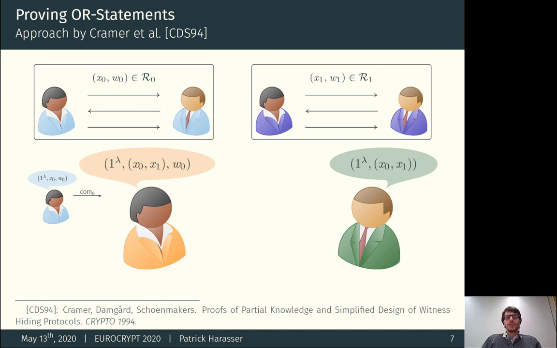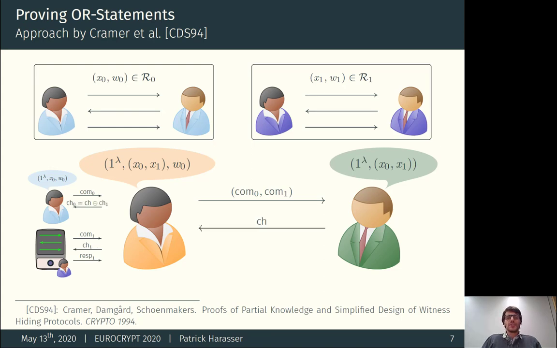The OR prover first computes a commitment for the statement that it does know the witness of, here X0, and then simulates a transcript with a random challenge for the other instance. And he then sends the two commitments over to the verifier. And upon receiving the verifier challenge, he computes the challenge for the real subproof by XORing the one he just got with the one he sampled in the first step, and then computes a response. And finally, he sends the two challenge shares and the two responses over to the verifier.